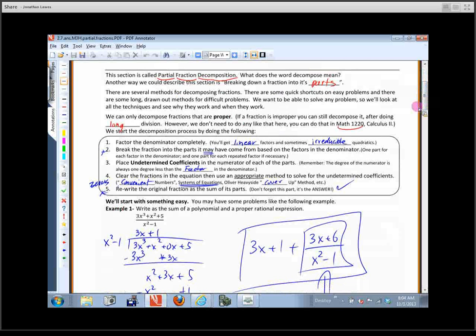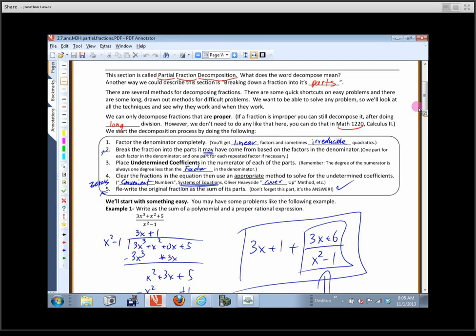And what we're doing here is we're taking a fraction and we're breaking it into the parts that it came from, which seems like a really weird thing to do. And it is a very weird thing to do. I've got a bachelor's degree in math, a master's degree in math, and the only time that I've ever done this is when I'm doing a specific type of calculus problem, okay?